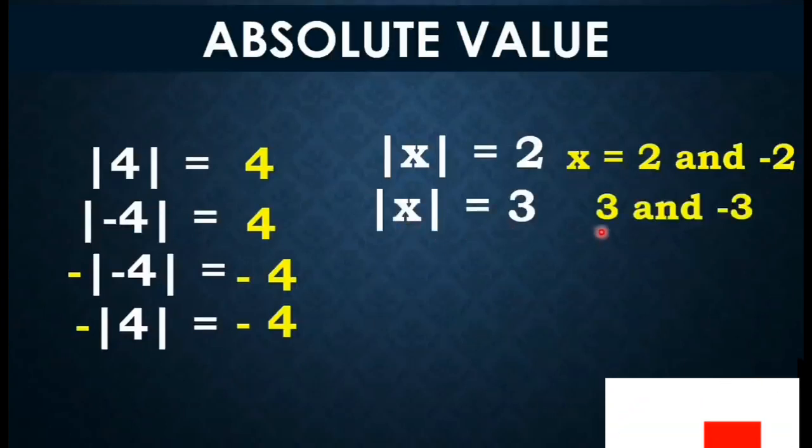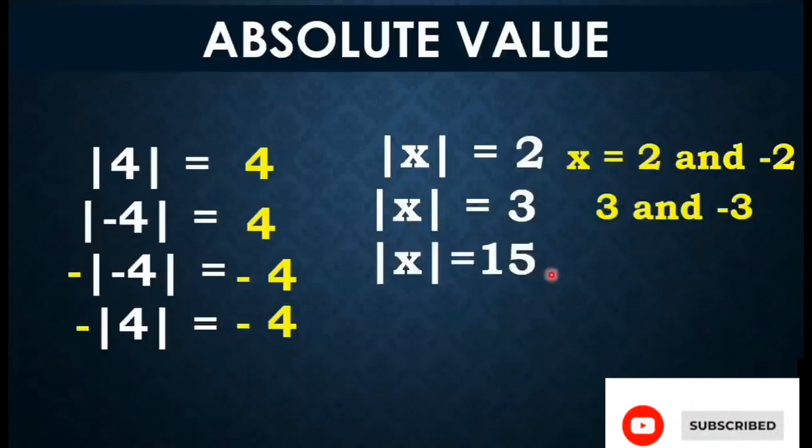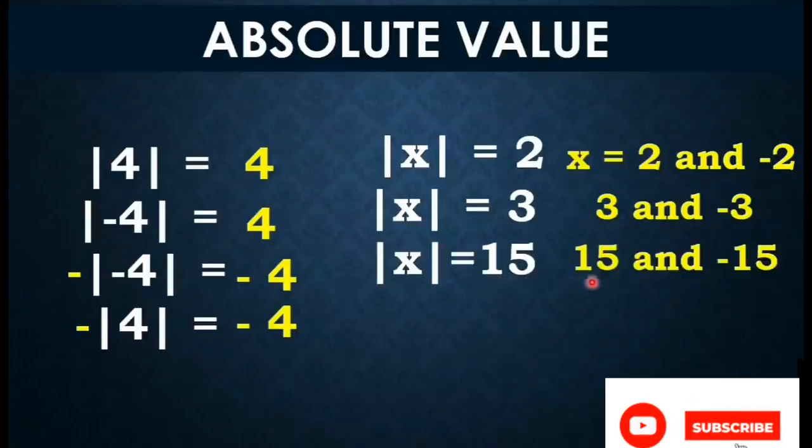The absolute value of x is equal to 3. The value of x will be what? 3 or negative 3. The absolute value of x is equal to 15. The value of x will be what? 15 or negative 15.